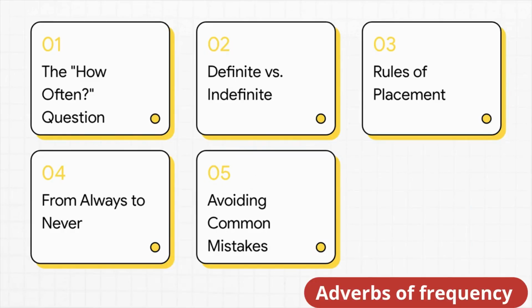So here's our game plan. First, we'll look at the basic question these words are designed to answer. Then, we'll get into the two main types, the exact ones and the general ones. After that, we'll crack the code on where to actually put them in a sentence, which can be tricky. We'll explore the whole spectrum, from always to never, and wrap up by showing you how to dodge the most common mistakes. Stick with me, and you'll be using these like a pro.